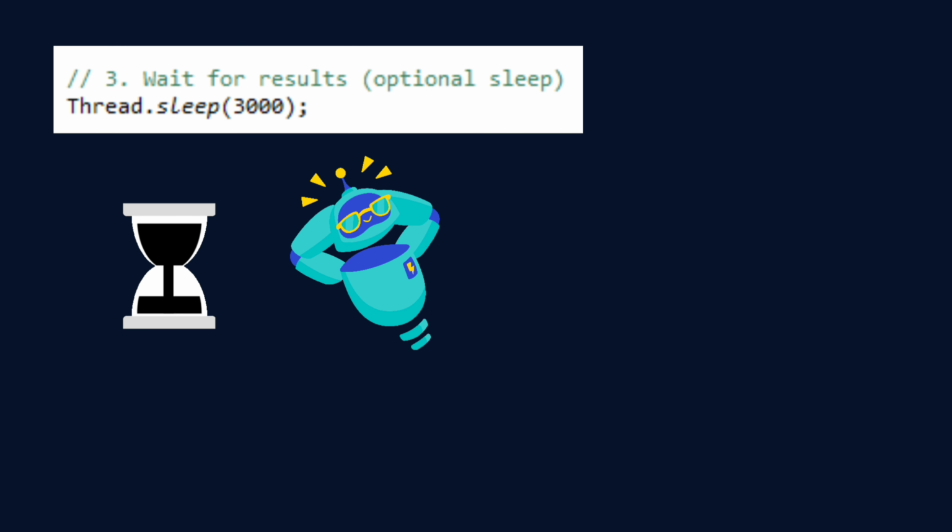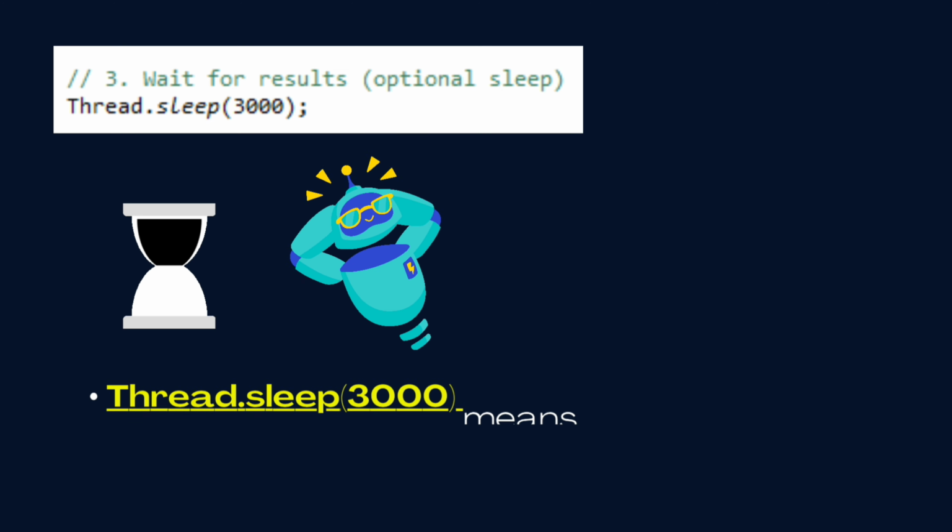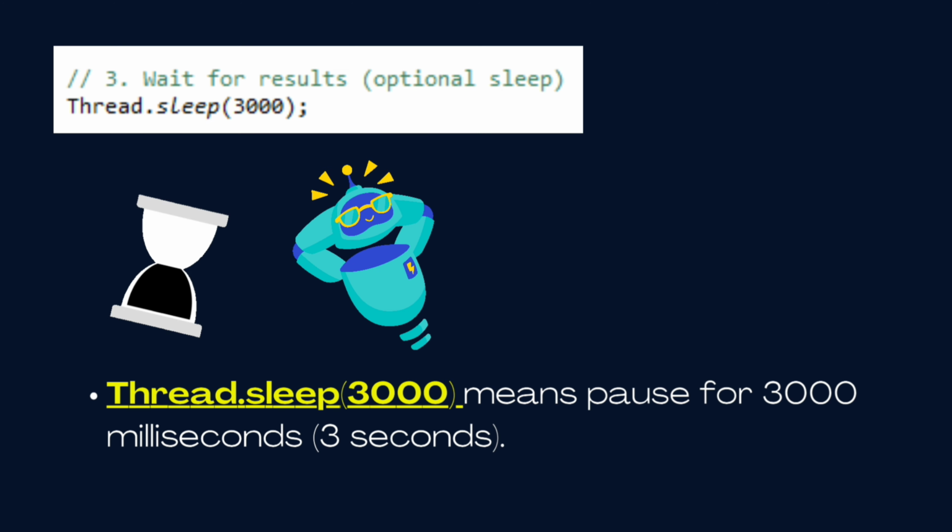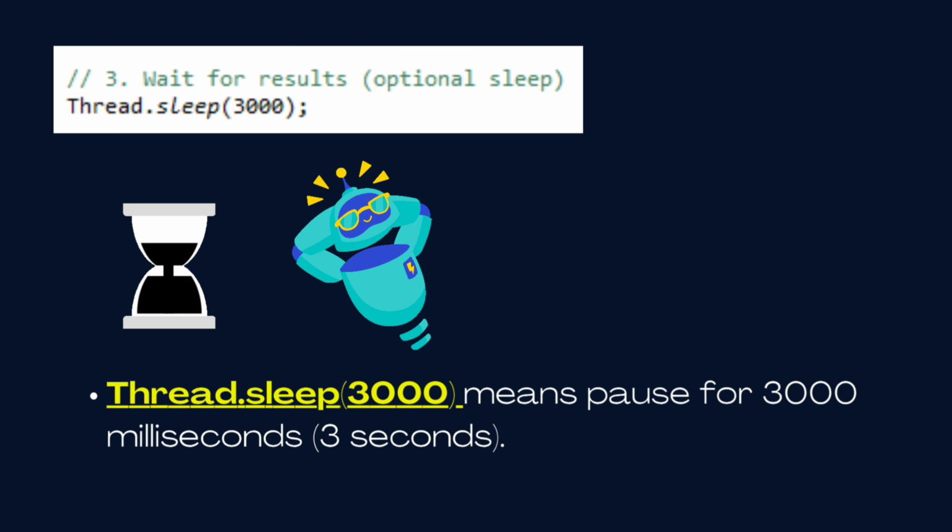Now wait 3 seconds. The robot needs to pause to let the search results load. Thread.sleep(3000) means pause for 3000 milliseconds, which means 3 seconds. You tell a friend, wait 3 seconds before the next step, so the website loads. So hold on, wait 3 seconds so everything loads before moving on.